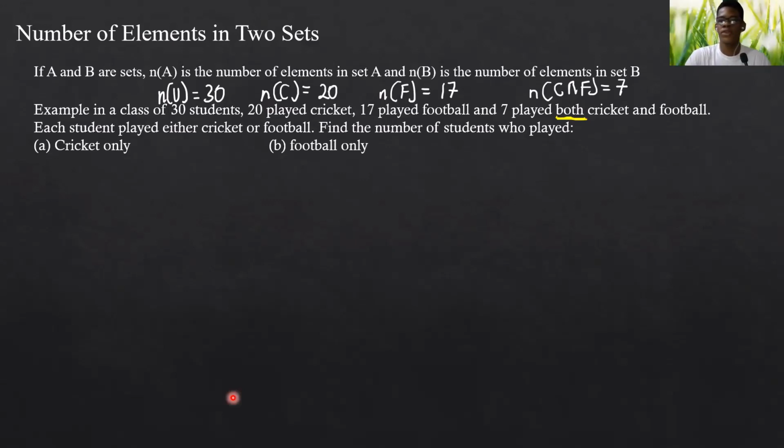The keyword for union in these number of elements in a set questions, you will see these keywords pop up all the time. So when you see both, you're talking about intersect. When you see or, either or, and so on, you're talking about a union. However, I still want, but I didn't give us any number, let me see if anybody had. Each student played either cricket or football.